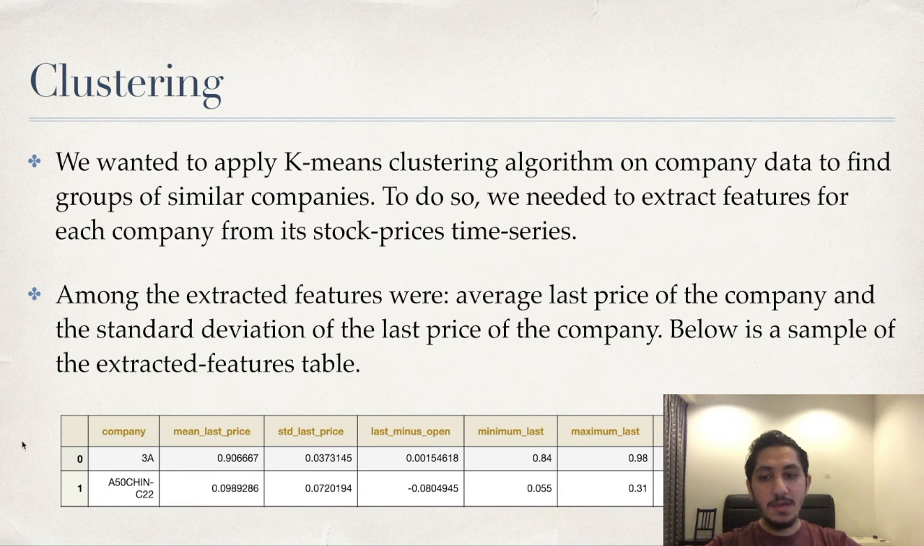And we did that. Here is a sample in this table. We extracted, for each company, the average last price of the company, the standard deviation of the last price, the last price minus open price, the minimum last price of the company, and so on. So now each company is represented in a separate row. In this way, we can apply k-means clustering.